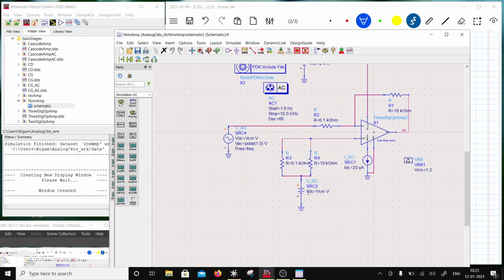So all I'm going to change is I'm going to swap this one. Okay, this one gets connected to over here, and this one gets connected over here.